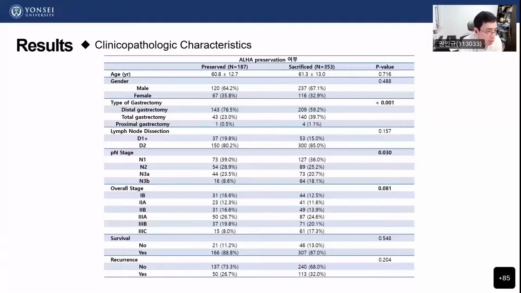지금 분석하고 있는 거는 아직 저희가 준비 기간이 조금 짧아서 매칭 같은 걸 하지 못해서, 질문하신 것들처럼 스테이지나 이런 것들이 같을 수가 없고, 진행이 많이 될수록 sacrifice 하는 경향들이 아무래도 더 많기 때문에 지금 데이터상에서 좀 차이가 나는데, propensity matching을 해서 하면 아마 조금 결과가 보완되지 않을까 생각하고 있습니다.